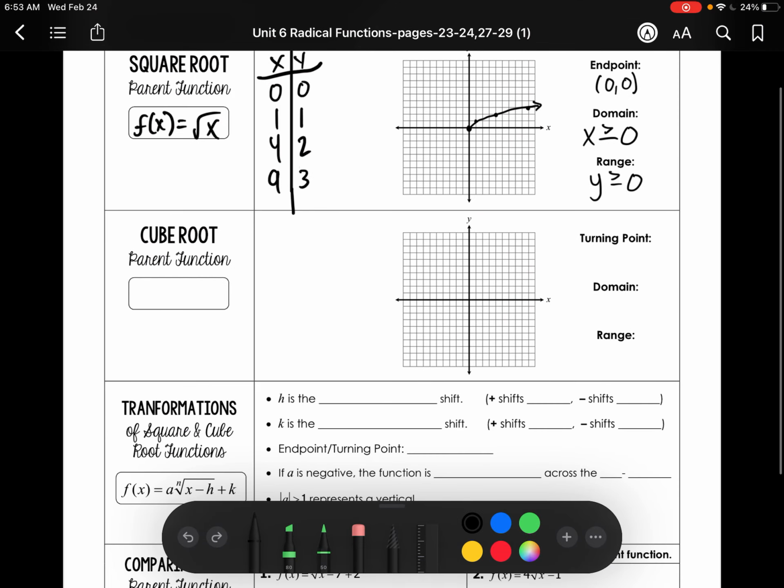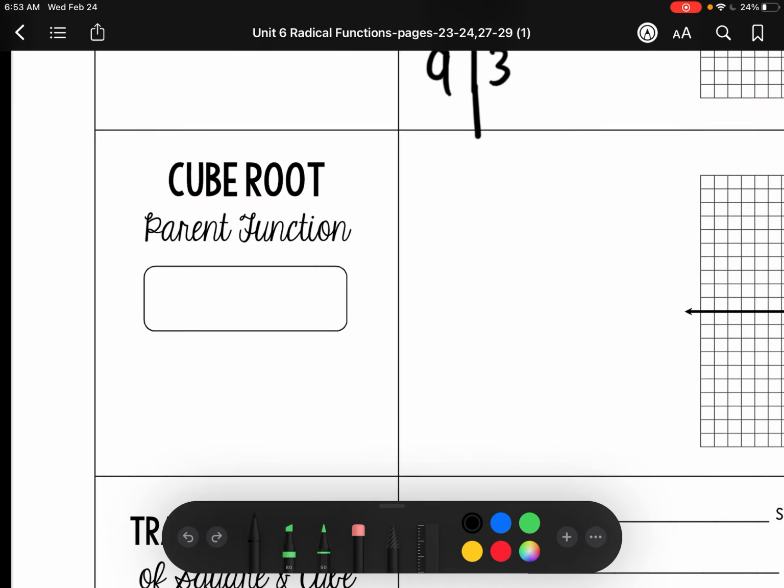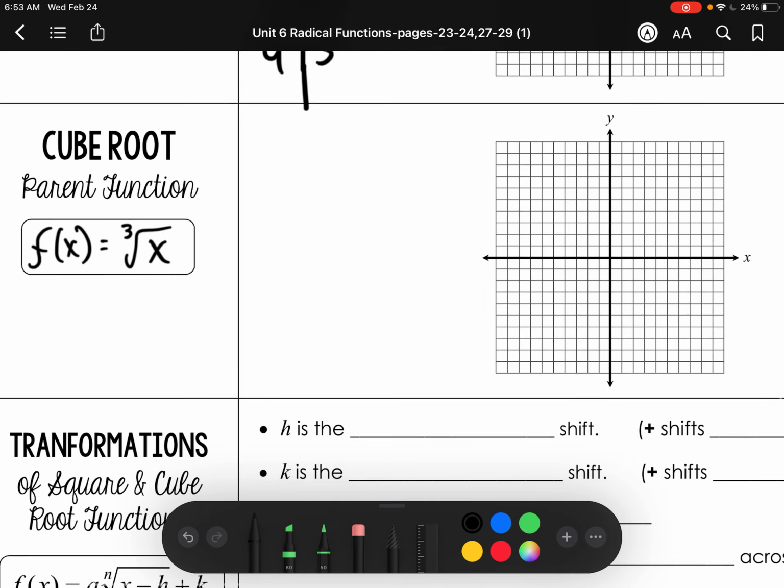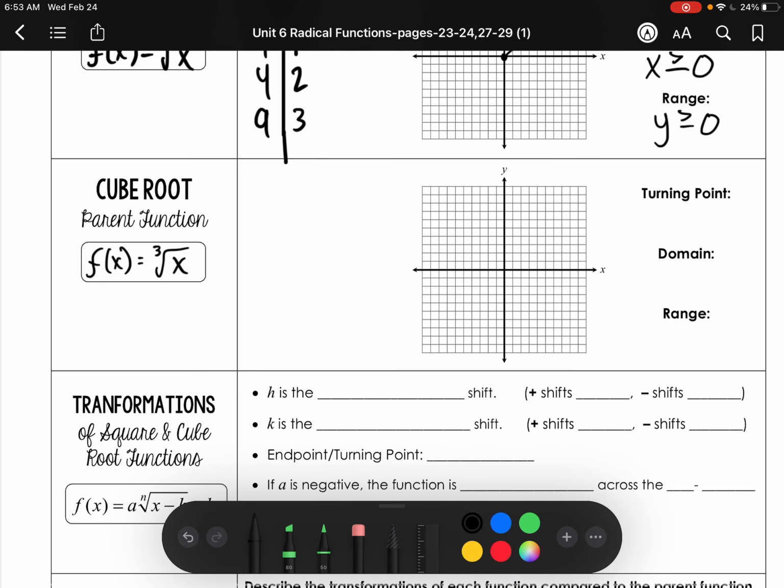All right. Next we have the cube root parent function. With the cube root parent function, you write out f of x is equal to the cube root of x. That is the parent function of a cube root function. With cube root functions, you don't have to worry about one output for every input, because with everything you plug in, you're only going to get one output anyway. So we're going to make our XY table.